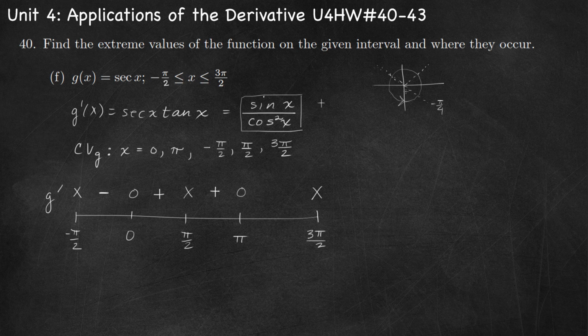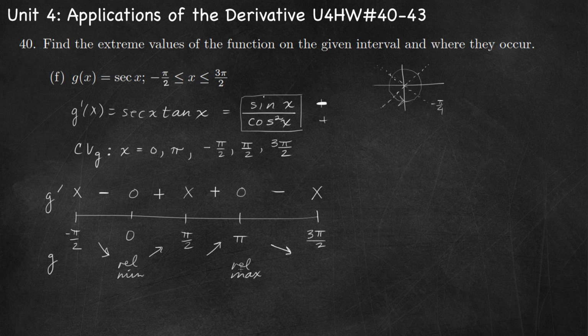And then between pi and 3 pi over 2, we can use this angle right here. We're in quadrant 3. Sine is negative since we're below the x-axis. Sine is negative, and the cosine squared is positive, so that's going to make that negative. So my function g is decreasing, increasing, still increasing, decreasing. We have a relative min when x is 0. The function is undefined at pi over 2, so we have nothing there, and we don't have a sign change there. And we have a relative max when x is pi.